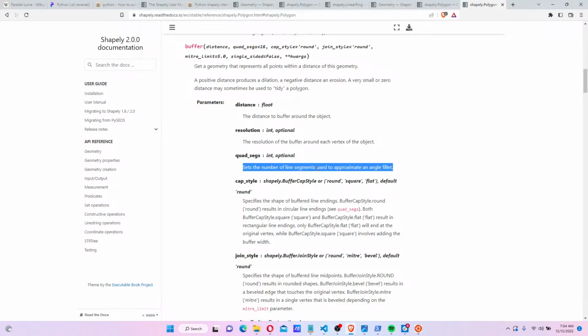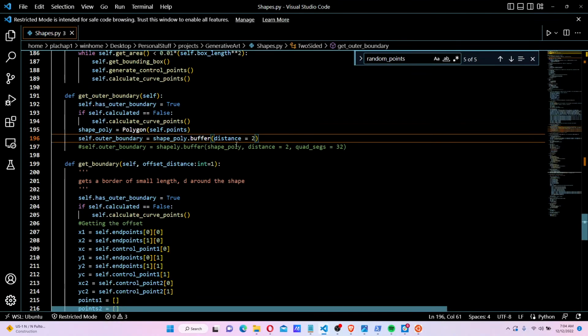Get a geometry that represents all points within a distance of this geometry. A positive distance produces a dilation, a negative distance an erosion. A very small or zero distance may sometimes be used to tidy a polygon. Resolution of the buffer. So maybe resolution? If quad segs doesn't work, I don't have much faith that this will work. But distance seems to work, so who knows?